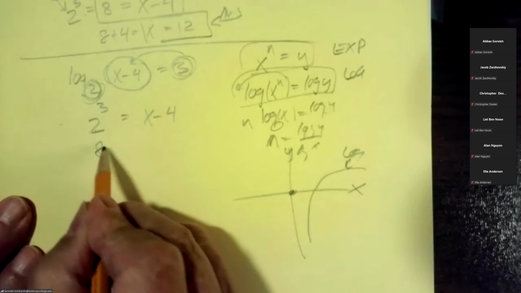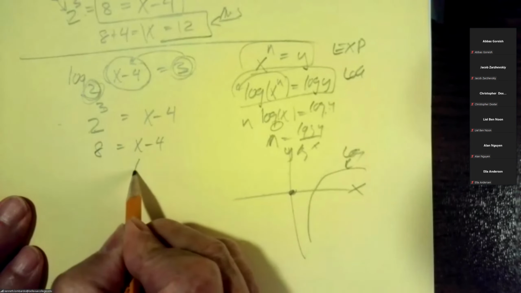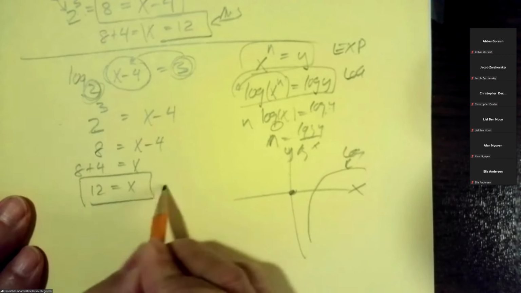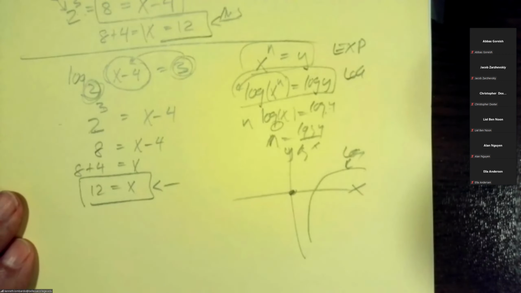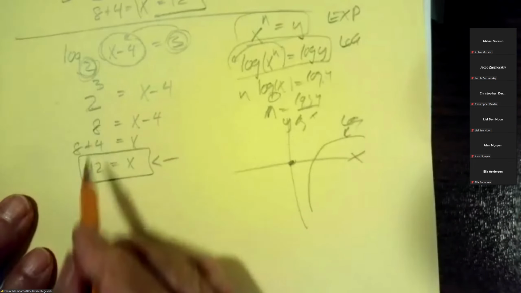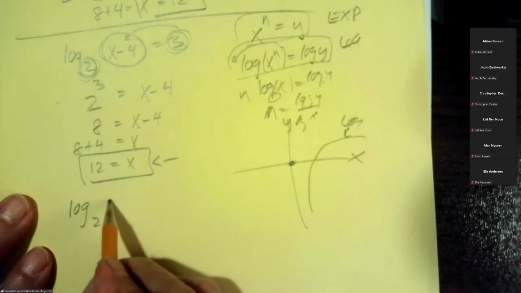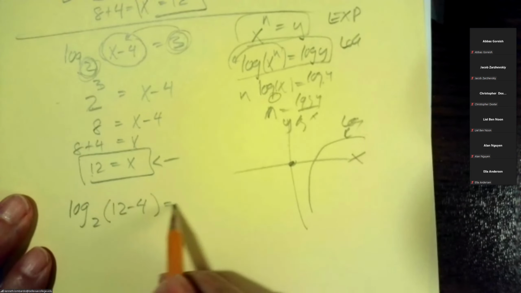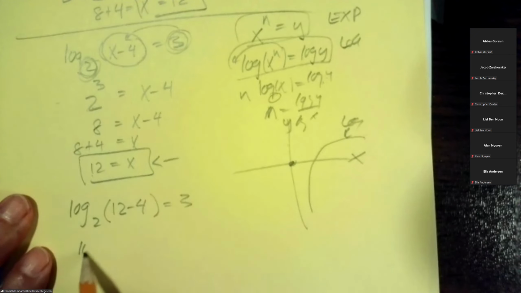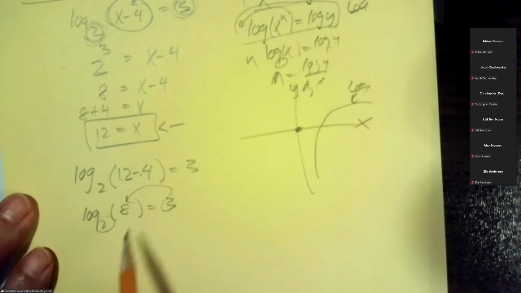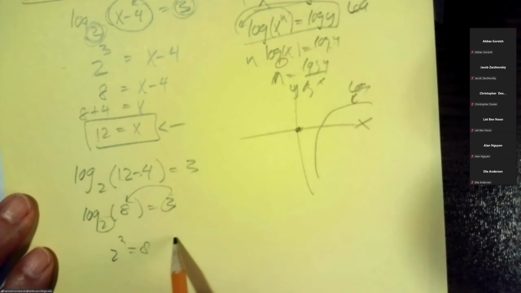So 2 to the 3 is 8 equals x minus 4. x equals 8 plus 4. That's 12. Now I can check it. What was I given? Log base 2 of x minus 4 equals 3, with x equal to 12. So log base 2 of 12 minus 4, which is 8, equals 3. 2 to the 3 equals 8. So that checks.